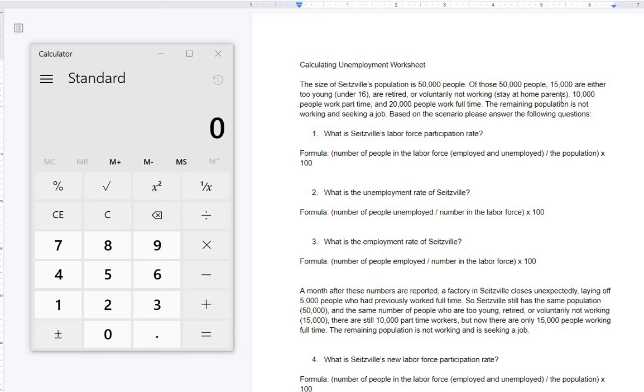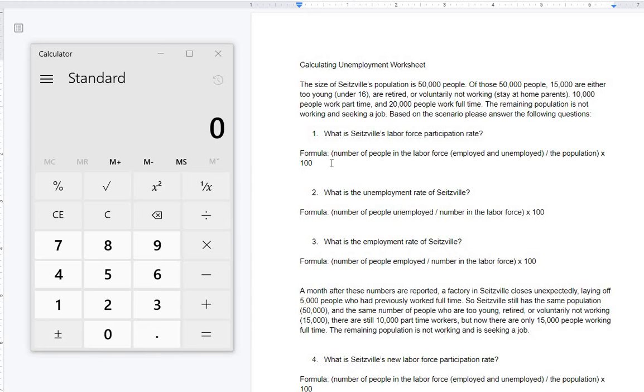Okay, so 10,000 people are working part-time, 20,000 people are working full-time. Even if you only have a part-time job, you are employed. So if you work full-time, you obviously have a job. If you're working part-time, you have a job. The remaining population is not working and seeking jobs. That means that they're unemployed. Based on the scenario, please answer the following question. So what is Sitesville's labor force participation rate?